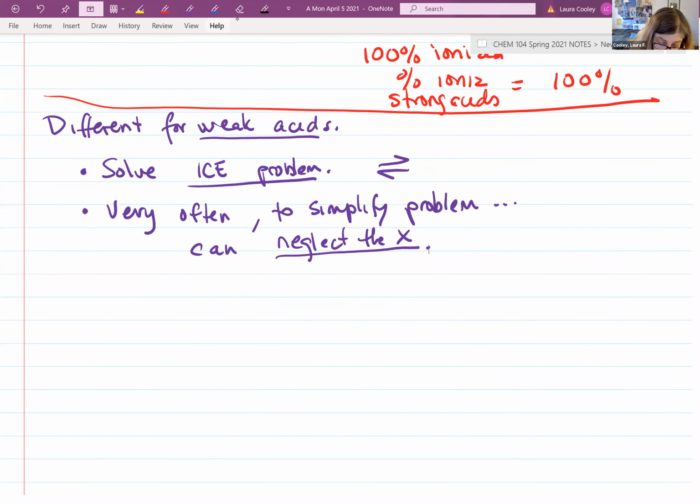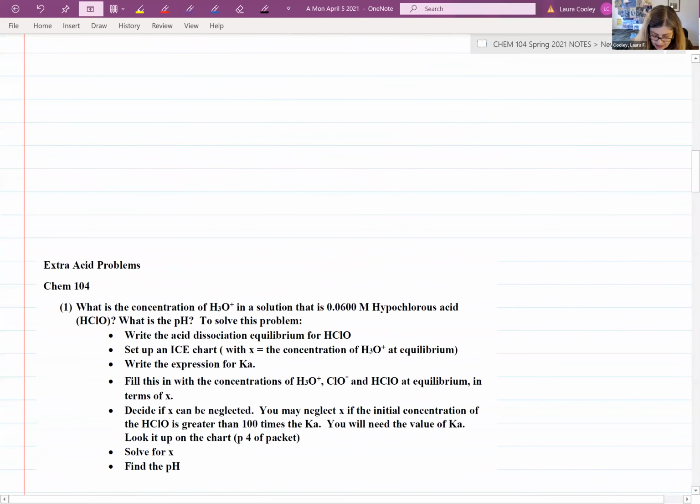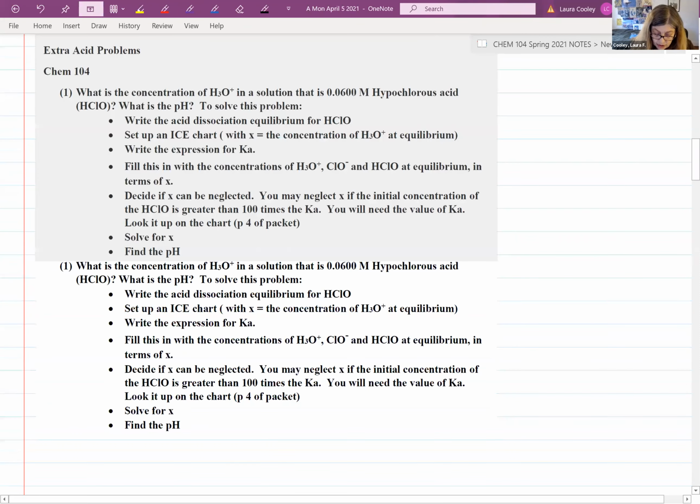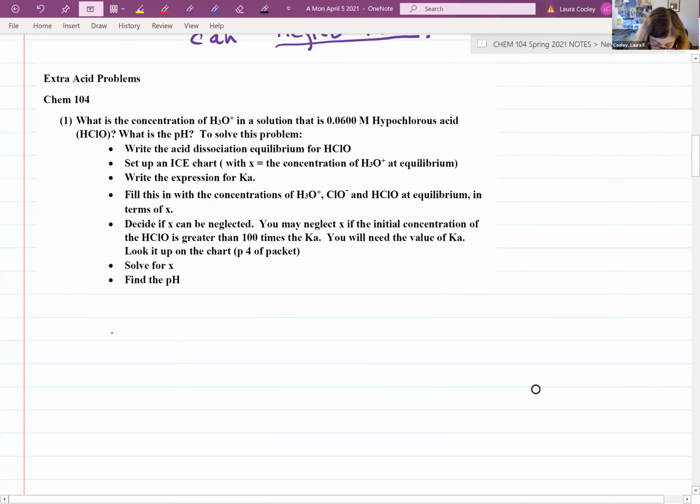So I'm just going to go over an example of that, because I just want to make sure you have this firmly in your heads. This is very important. We also have a lab tomorrow where you'll need to know how to do this for some of the calculations. So suppose we have the acid HClO plus water.